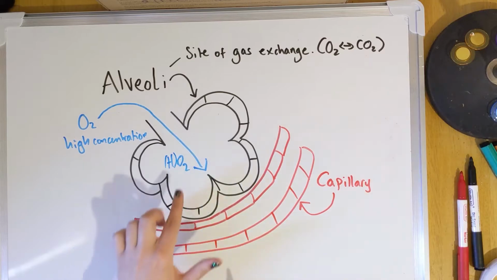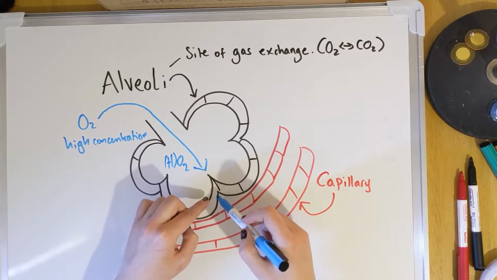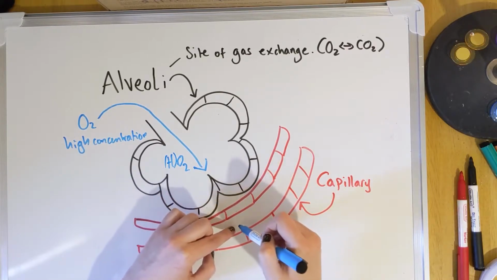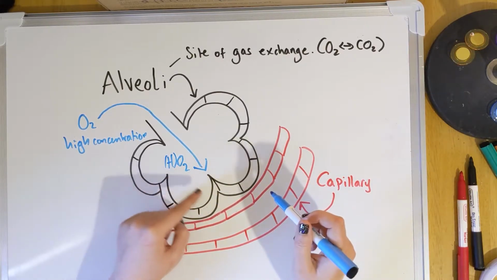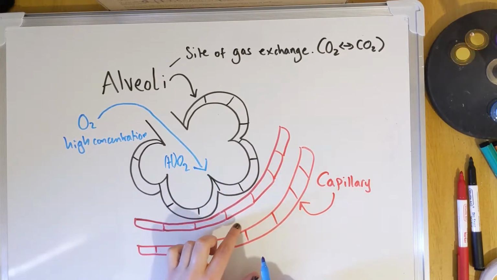What's going to happen then is via diffusion, the oxygen is going to move through these very thin walls and into the blood and be taken away. The reason why it moves is there's always a higher concentration here compared to in the blood. But again, we'll talk about that in just a sec.